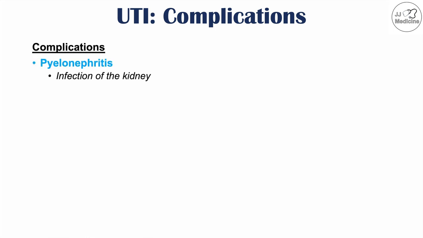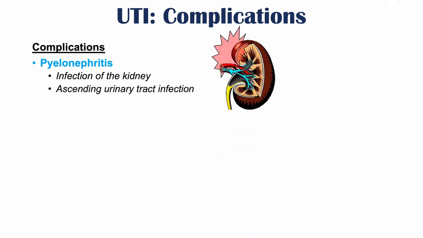And then there can be some complications of a UTI. We mentioned some of these before. One of them is pyelonephritis. This is due to an ascending urinary tract infection. You can get pyelonephritis through hematogenous spread as well, but most often pyelonephritis is going to be caused by an ascending urinary tract infection. So those bacteria climb up the ureters, eventually getting to the kidney and infecting the kidney.